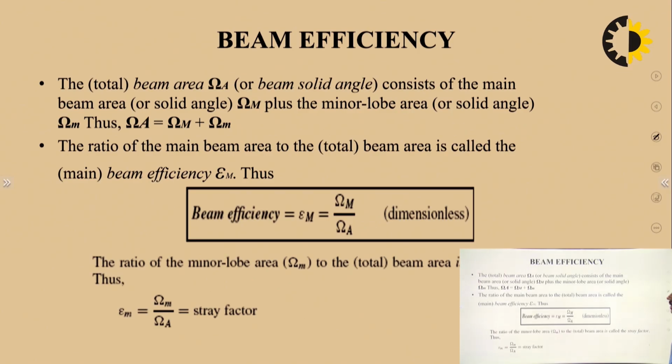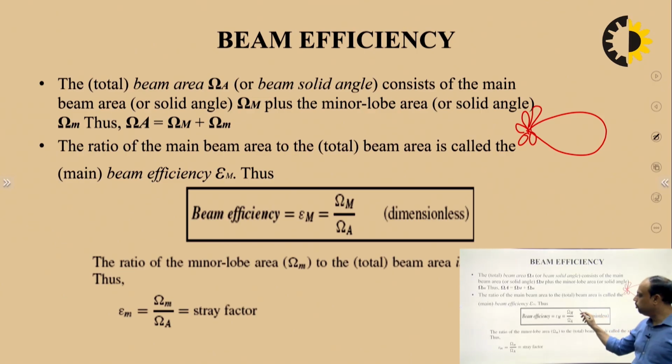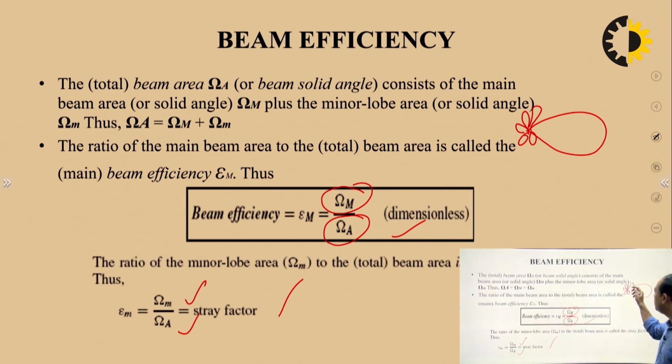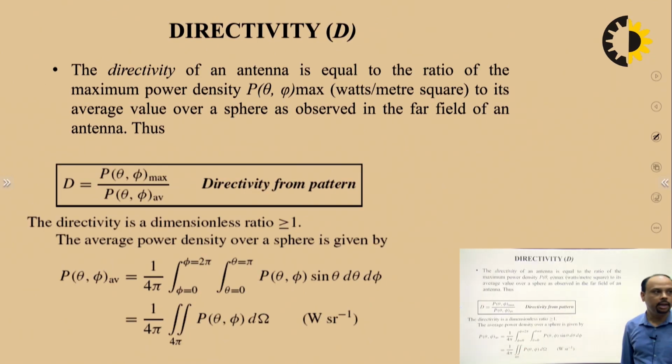This is beam efficiency. Beam efficiency means what is the amount of the power that is in the main beam compared to all the power radiated in all beams. So the main beam area divided by the complete area of the beam is known as the beam efficiency, and there is a stray factor, that is the minor beam area over the complete beam area. Minor beams are these beams. These beams are the minor beams, minor beam area.